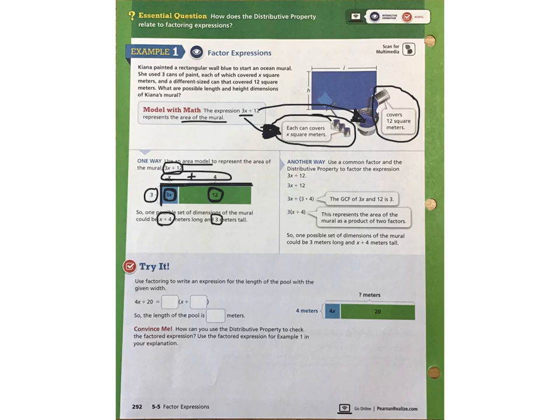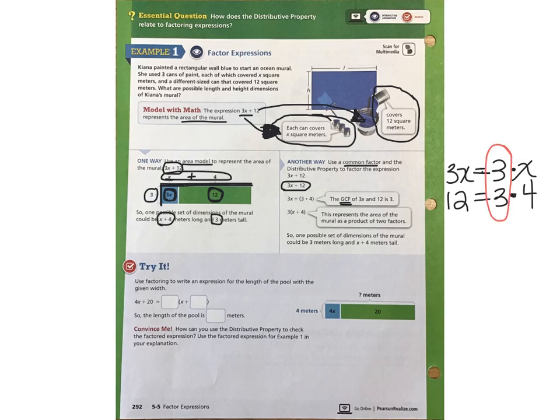Another way to think about this is to find a common factor and use the distributive property. So in the expression 3x plus 12, you can separate each of those terms out by finding a common factor. In this case, the common factor, or greatest common factor, you might remember that's called the GCF, of 3x and 12 is 3, because 3x can be rewritten as 3 times x, and 12 can be rewritten as 3 times 4. So you'll notice here that you have a common factor, and that common factor is 3.